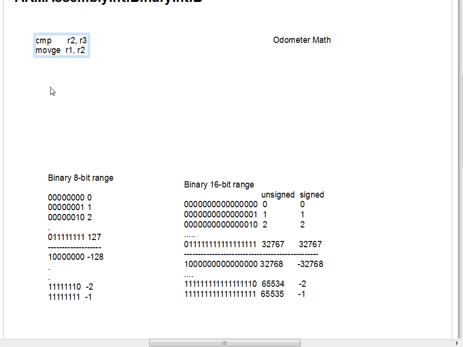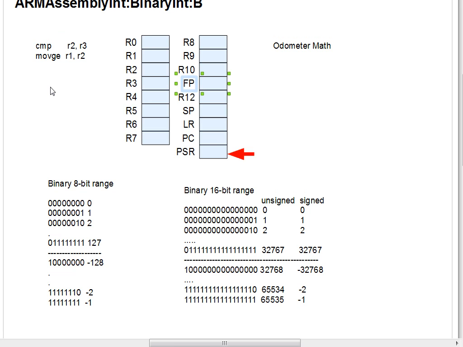What it does save, however, is whether the result was a 0 or not, and whether the result was negative or not. These two true-false values are stored in something called the Program Status Register, or PSR. Earlier lectures promised more registers than just R0 through R15, and the PSR is the next one, as shown by the arrow here. The PSR doesn't store a single number like the other registers. Instead, each of its 32 bits has a specific purpose.